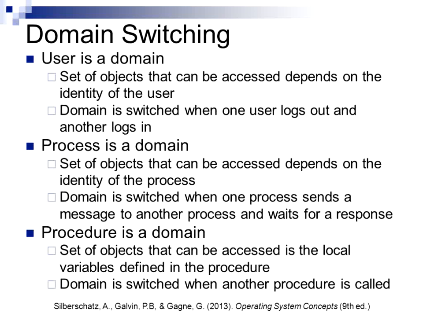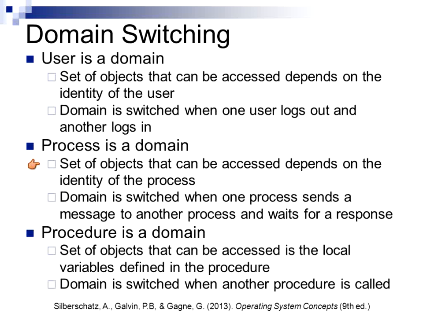Okay, just to be clear, we're talking about domains, and you might be thinking, well, what is a domain? What exactly does that mean? And a user can actually be a domain. So what domain a user is associated with will affect what set of objects that user can access. So the set of objects that can be accessed depends on the identity of the user. So when we do domain switching, the domain is switched when one user logs out and another one logs in. Or if I log out as a user on my system, and then I log back in as an administrator, my domain will change. I will have switched my domain from one set of objects that I can access to another.